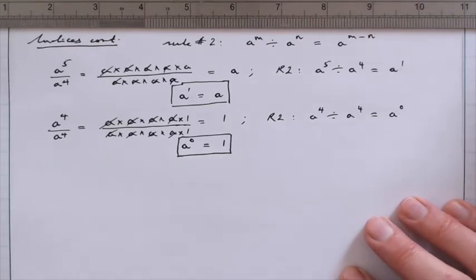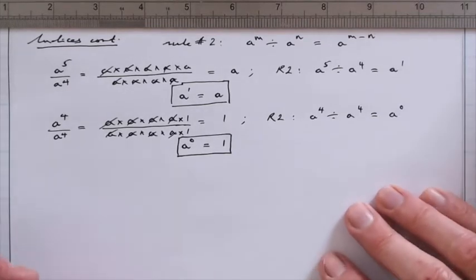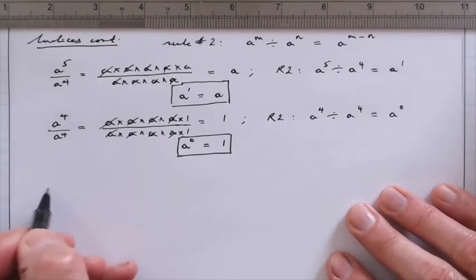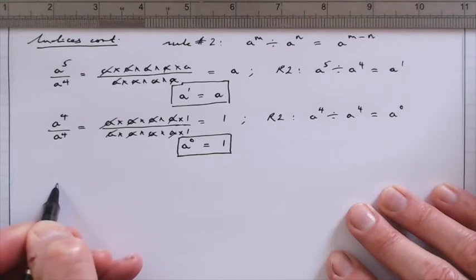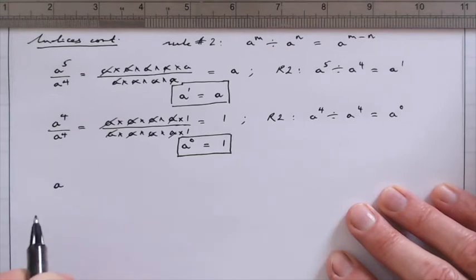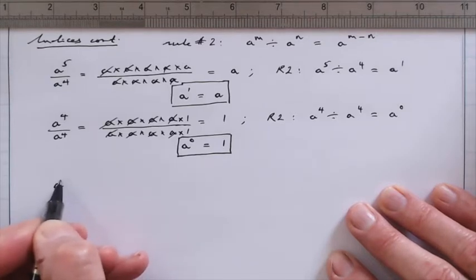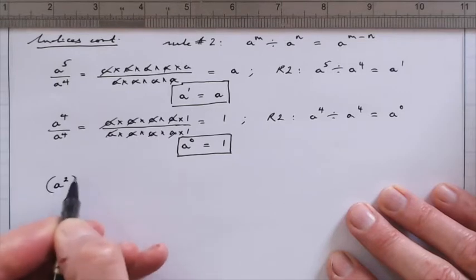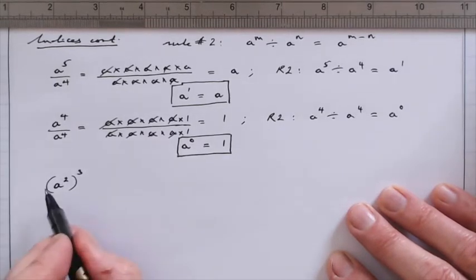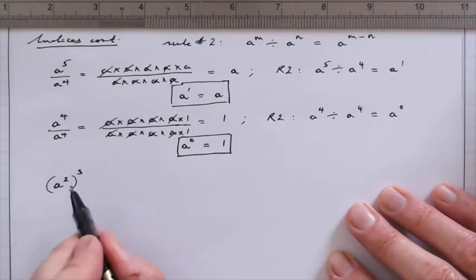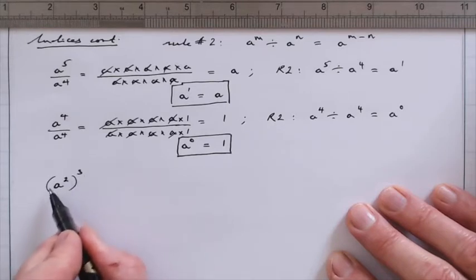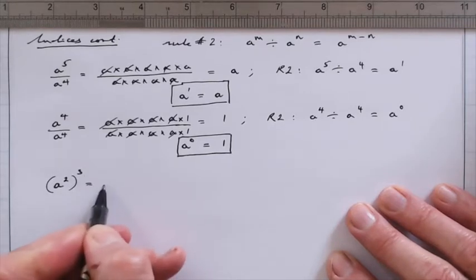Right, okay, now on to the final rule, which is to do with taking powers of powers, and I think many find this quite confusing. I certainly did when I was younger. So let's consider then a squared all cubed, and so I'm putting those brackets around a squared and I'm saying I want to cube the entire thing within the brackets.